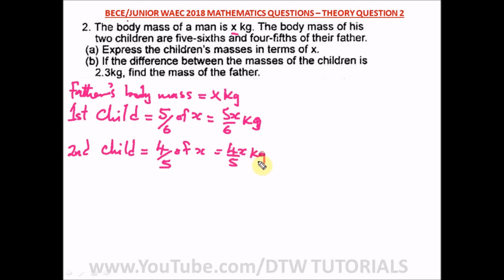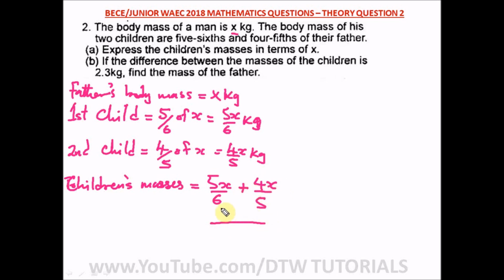4x/5 kg. The question says express the children's masses in terms of x. So what it means is the sum of the masses. We're going to add 5x/6 plus 4x/5. We're going to write here: total of the children's masses is equal to 5x/6 plus 4x/5.